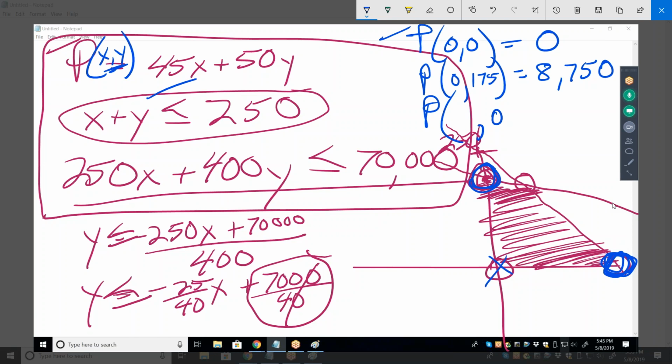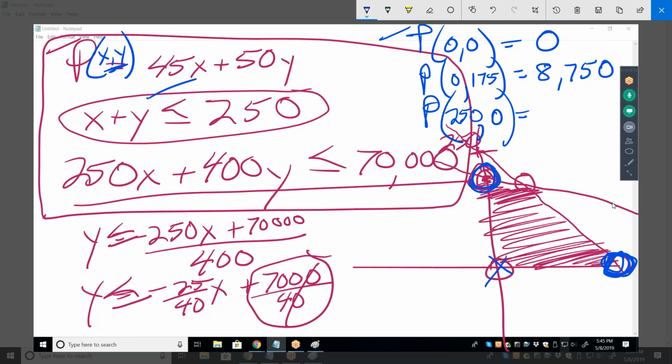So that x coordinate is 250. I want to find out what the profit is when I buy 250 of the cheap machines and 0 of the expensive machines. Oh, wait, you're doing the top. I thought you were doing the intersection of the two lines. Not yet. That's going to be the last step because that's the hardest.